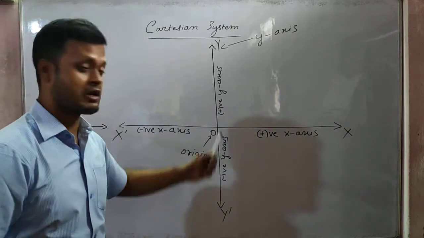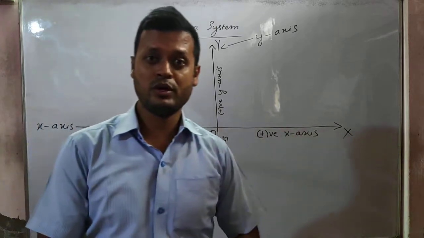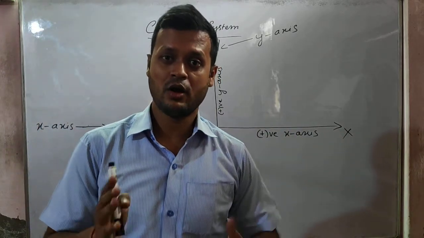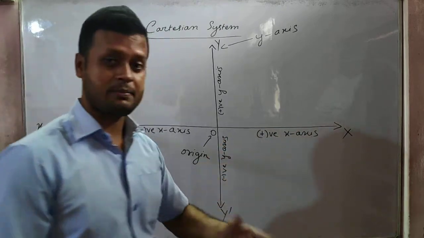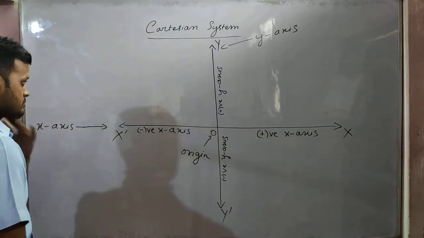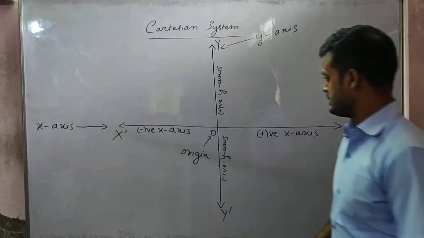Okay, this will be drawn on a piece of graph paper. In the Cartesian system, we will always draw these axes, the x and y axis, on a piece of graph paper. And now you see, students, some more things we need to know.